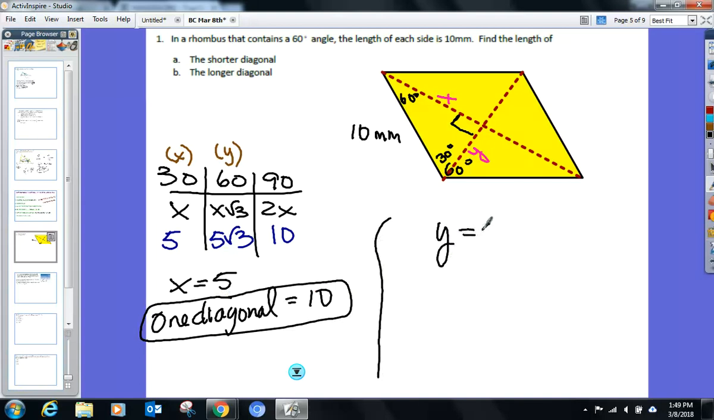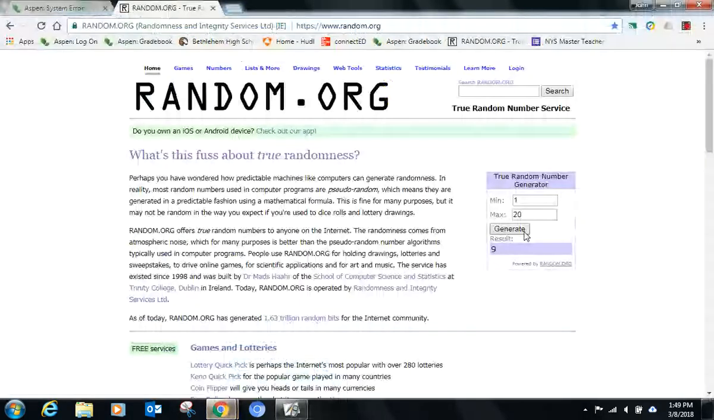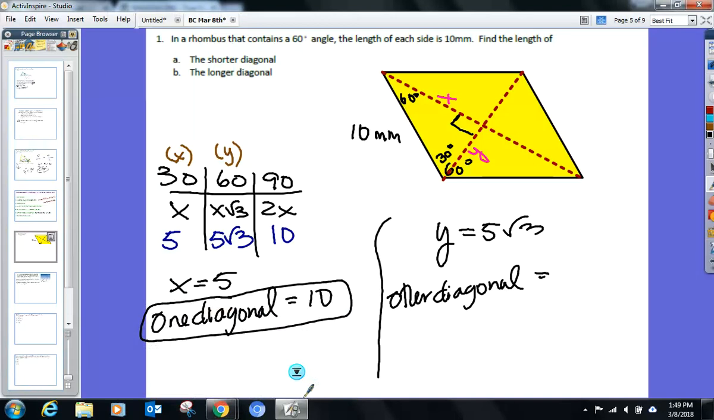Y was 5 radical 3. So the other diagonal, or the longer one in this case, will be equal to, what do you got for me, 9? 10. This is 5 radical 3. What did we already discuss? How to find the length of the whole diagonal. Okay, 5 radical 3 times 2. Where's the other radical 3? Ready? I'll write it. 5 radical 3 times 2. There's only one radical 3 there. 10 radical 3.